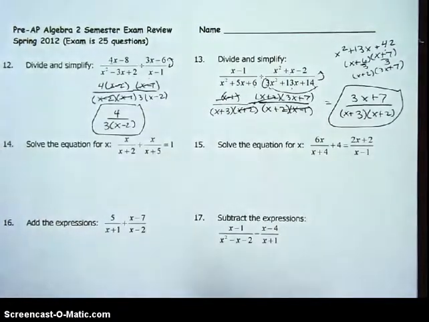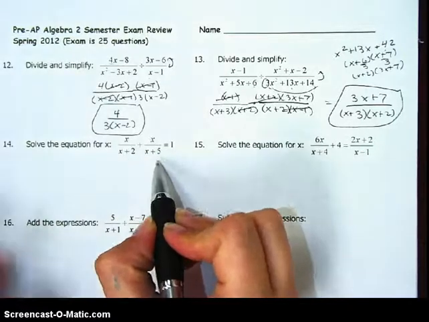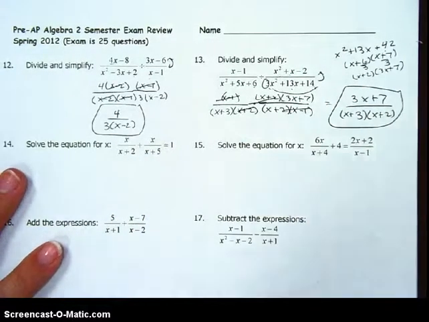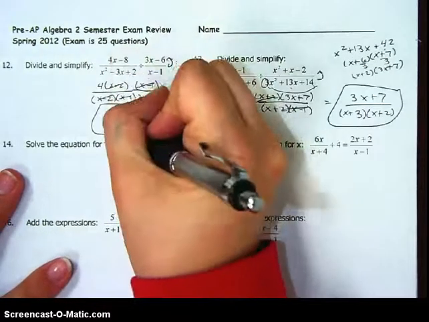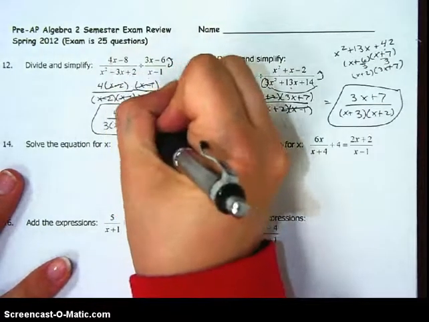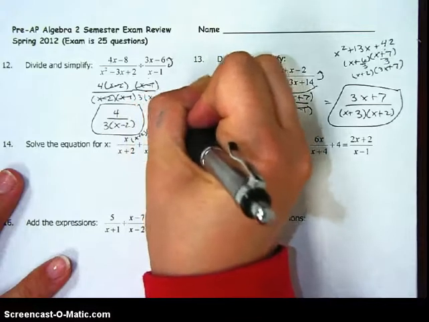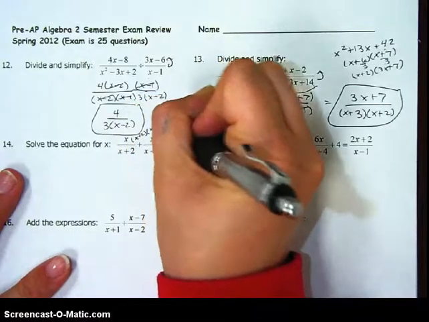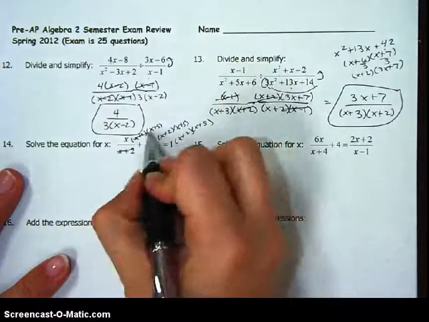Okay, on 14 we're solving. So our goal is to figure out what x is. We don't want to have these denominators here. So we multiply everything by our common denominator, by the entire common denominator. So if we multiply this by x plus 2, x plus 5, and this by x plus 2, x plus 5, and this by x plus 2, x plus 5, if I do that, here the x plus 2's cancel.